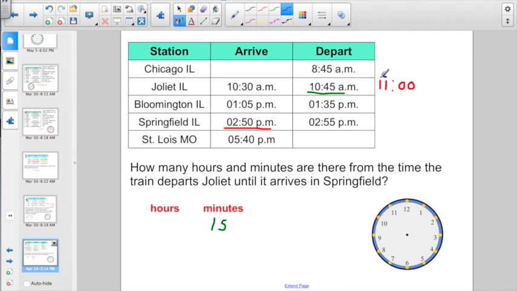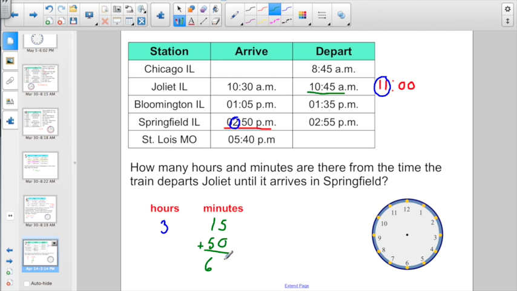So now we want to go and keep track of just the straight up hours from 11 a.m. until 2 p.m. From 11 to 2, that's going to be 3 hours right there, right? But we're not totally done yet because now we got to go from 2 p.m. to 2:50. That's going to be another 50 minutes. So let's go and add how many total minutes we have here. 15 minutes plus another 50 minutes.